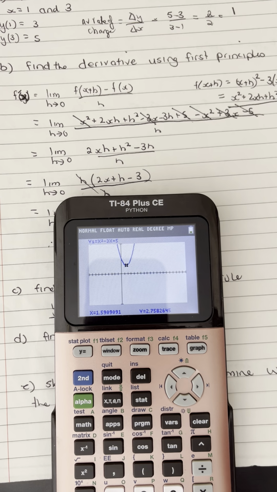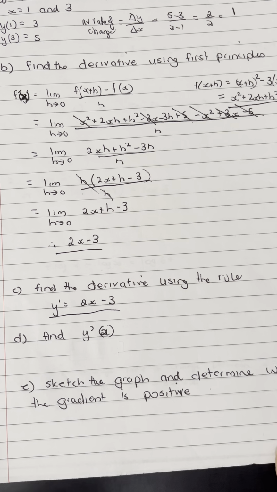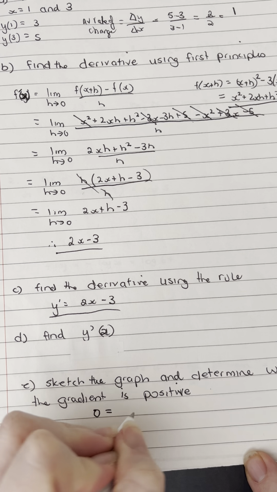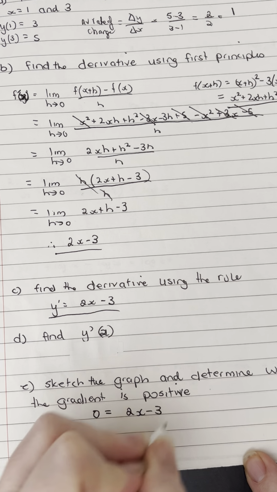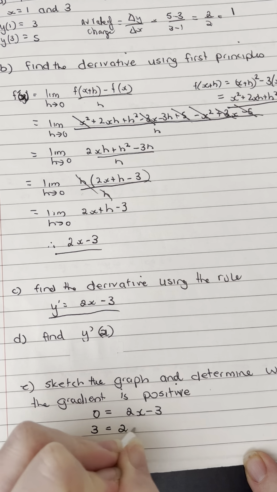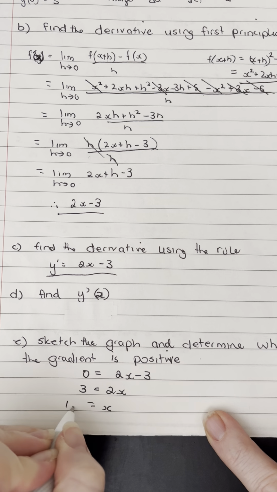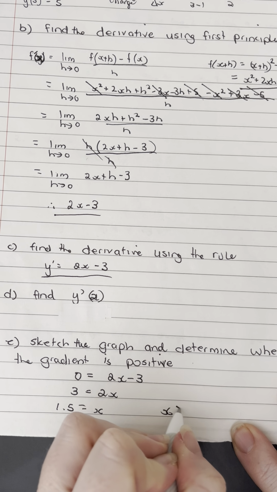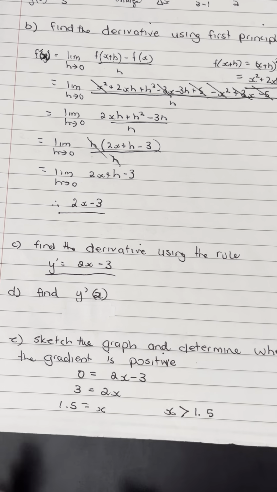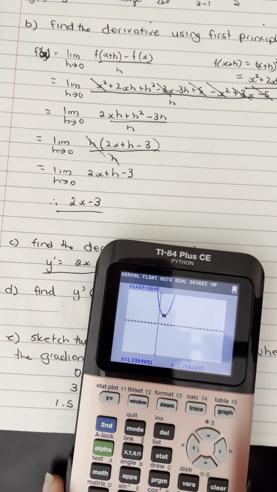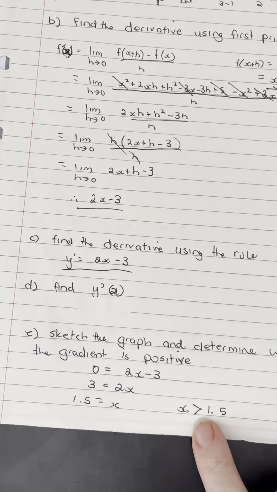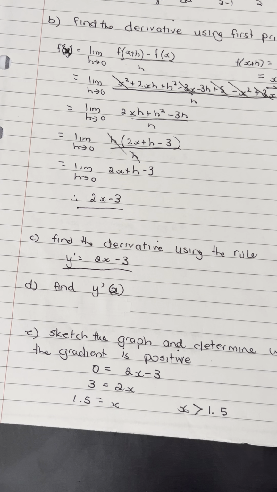To find that actual value, if my derivative is 2x minus 3, I want to find when that's equal to 0. So I would take the 3 over and get 2x. Therefore, my x is equal to 1.5. So I know that it's 0 at 1.5, and I know when x is greater than 1.5, that the gradient is positive for that section of the graph. So on this side, it's positive. On the other side, it's negative. So when x is greater than 1.5, the gradient is going to be positive.